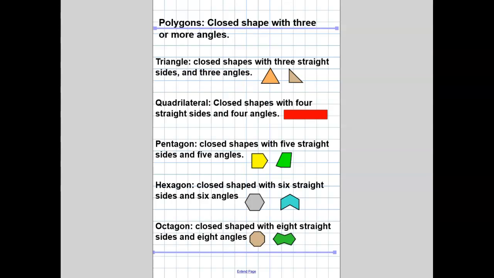So part of our task today is going to be to identify polygons. So make sure that you have this polygon vocabulary sheet handy right next to you so that you're able to reference this sheet whenever you might need help. Thank you, boys and girls.